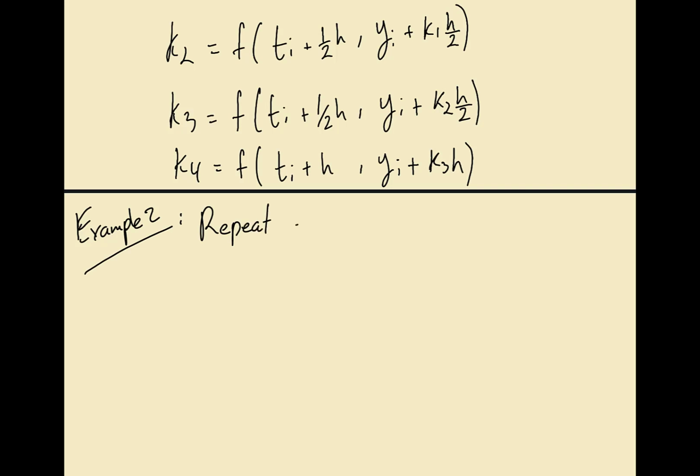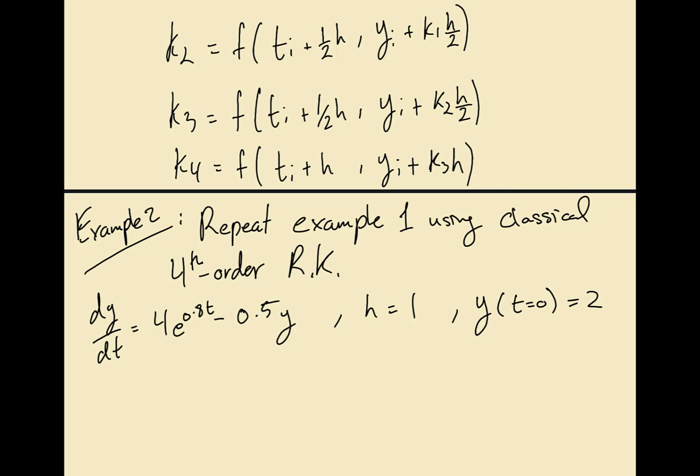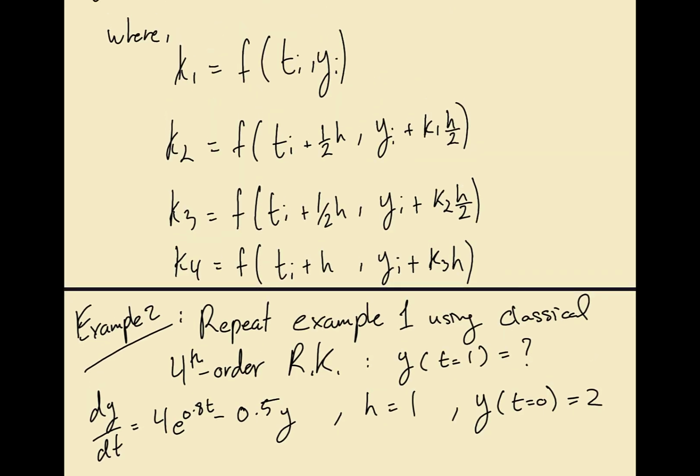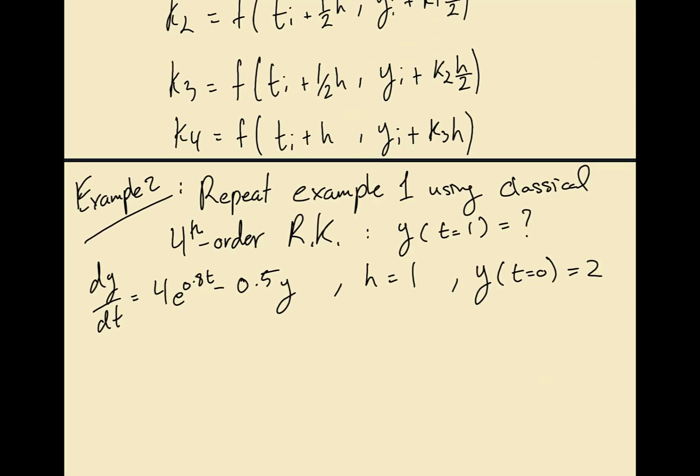So we're going to repeat the last example, which is example 1, using classical fourth order Runge Kutta, so RK4. And from the last problem, we had dy by dt equals 4e^(0.8t) minus 0.5y. h was 1. y at t equals 0 was 2. And we want to find what is y at t equals 1. So just like the last method, we look at the equation here. The main things we need to find are k1, k2, k3, and k4. Once we find those, then we can solve for yi plus 1. Because I gave you time in the last example, you already see the idea. So we'll just go through this problem together.